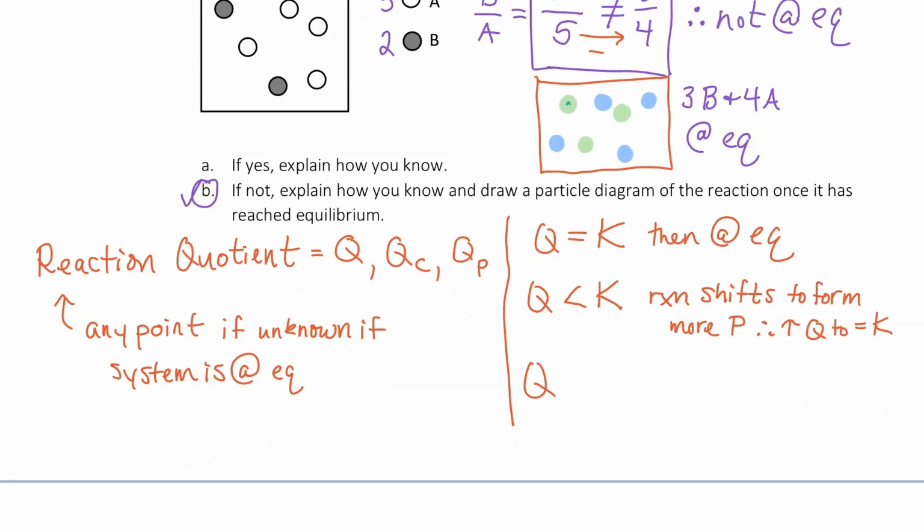So then the opposite is going to be true if Q is greater than K. We've got too large of a ratio. That means we have too much product compared to reactant. So the reaction shifts to form more reactant. Therefore, we're going to decrease Q to equal K.